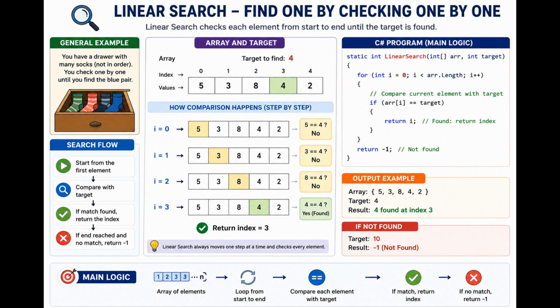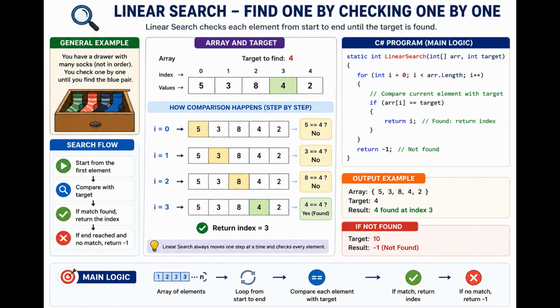So the match is found. The computer immediately stops searching and returns the index of that element, which means the index of 4 is 3. How? The index of 5 is 0, so 3 is 1, 8 is 2 and 4 is 3. So it will return 3. So remember the logic. Start, compare one by one, match, return index.